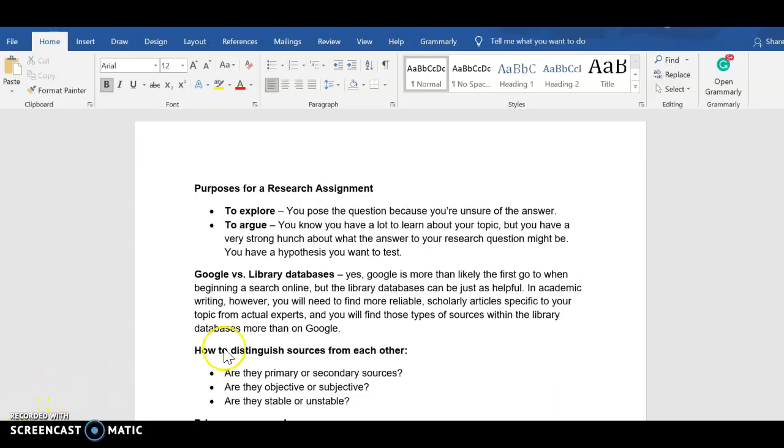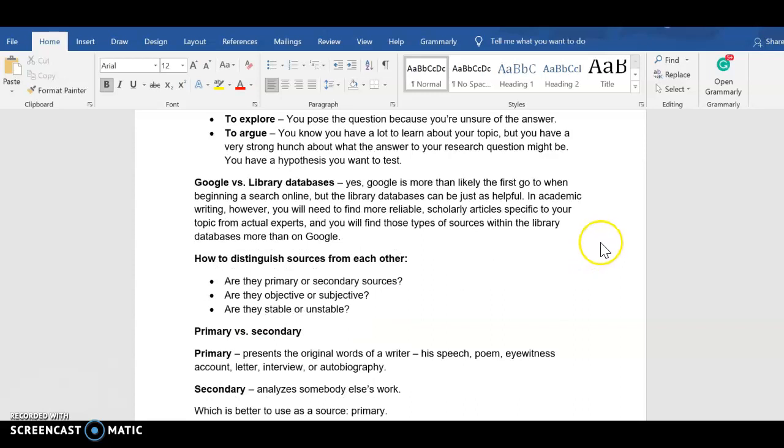So how do you distinguish then the sources from each other? And how do we figure out if they're good sources? So there's a few different things in how we can break that down. Are they primary or secondary sources? Are they objective or subjective? Are they stable or unstable?